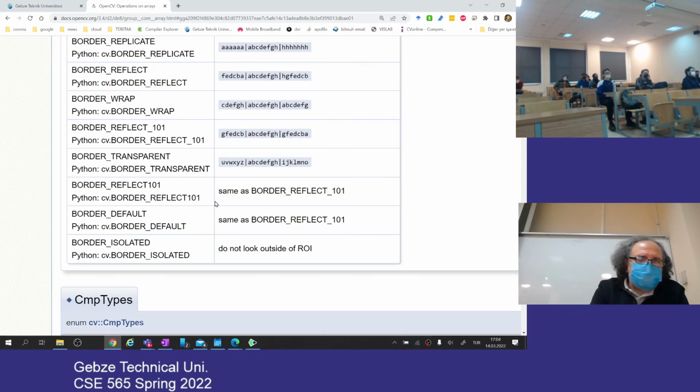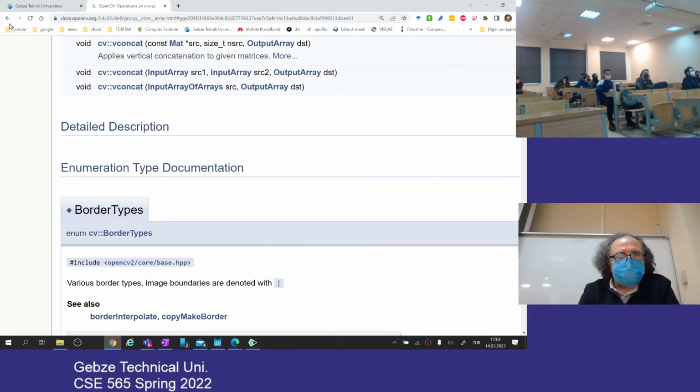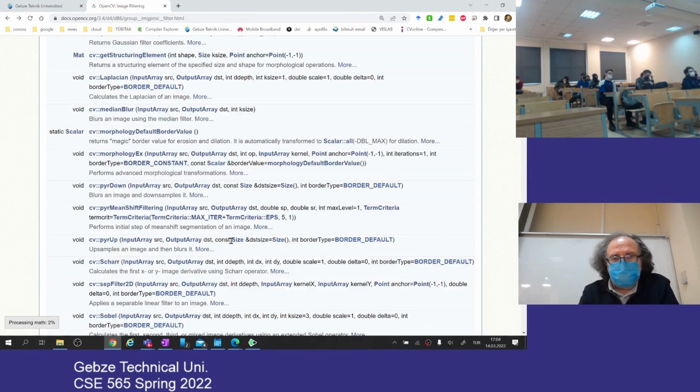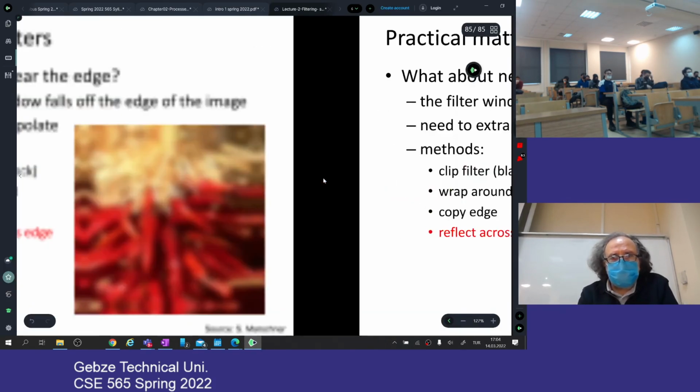I don't know what this border transparent is. Just read the description, okay? But we have these kinds of filtering help from OpenCV. I guess that will be it for this part of the lectures.